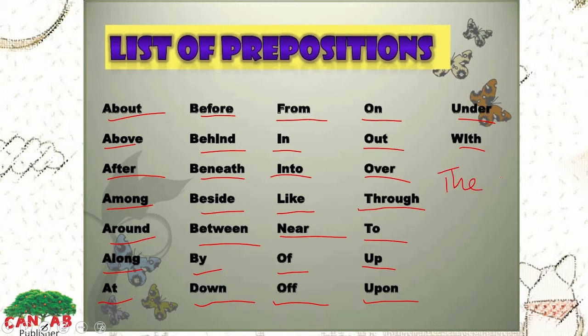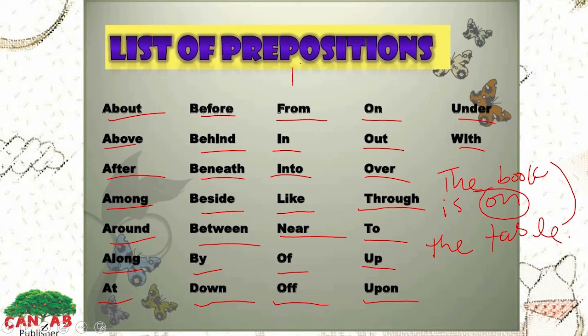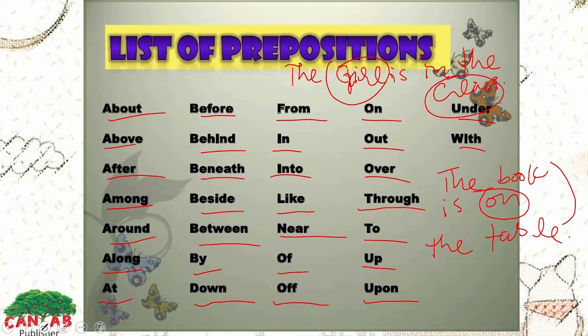The book is on the table. Here, the two items are book and table, two nouns here, and on is here what? Yes, a preposition here. The girl is in the class. Here, the girl and class are two nouns, and in is here what? Yes, a preposition. It is telling you that the girl is in the class.